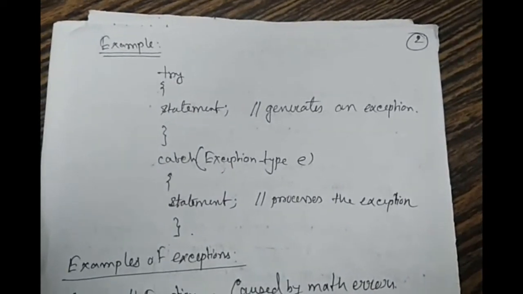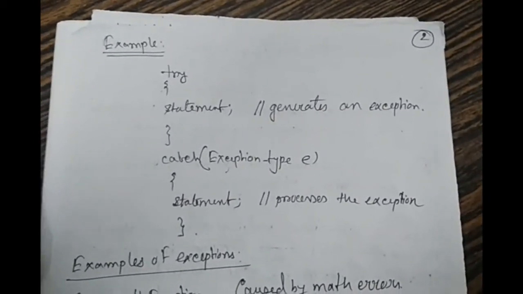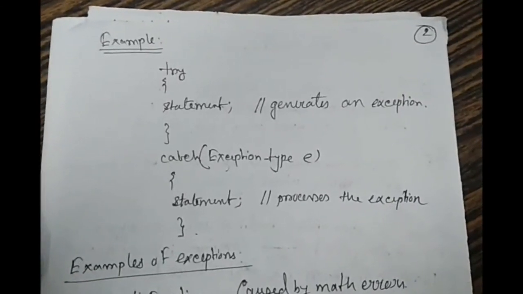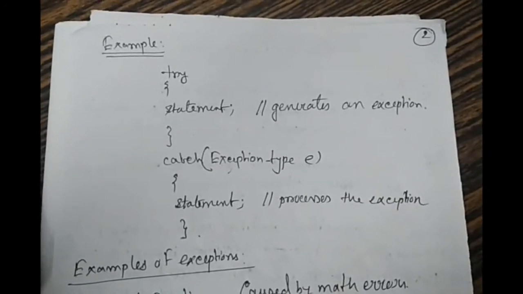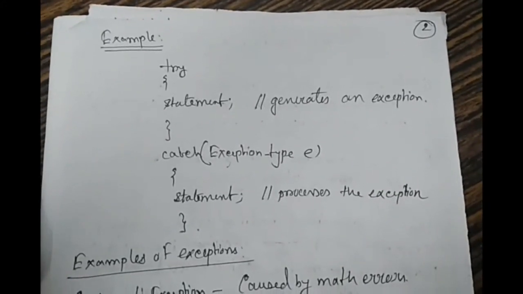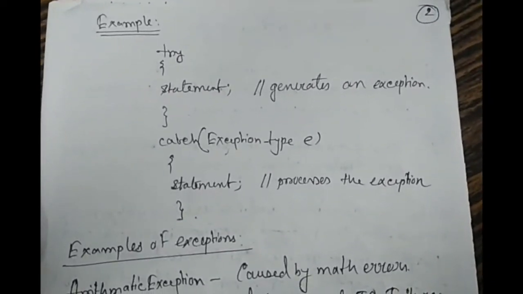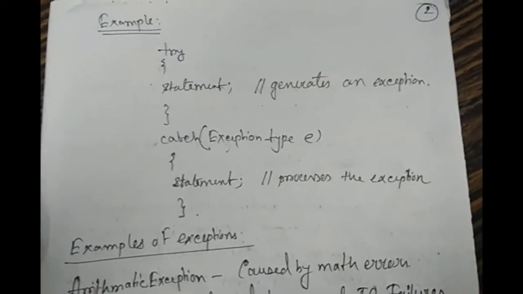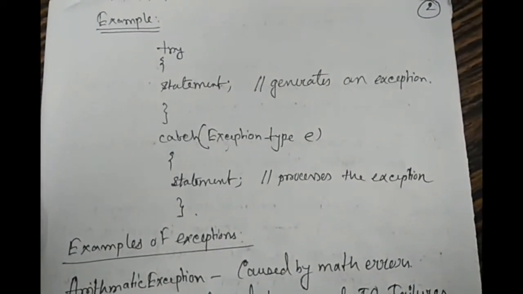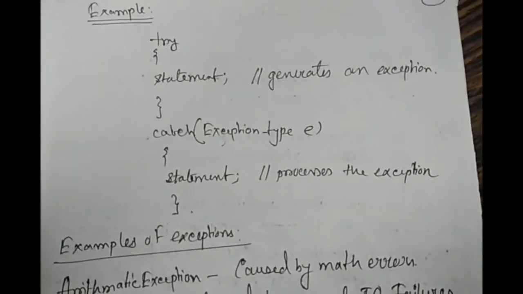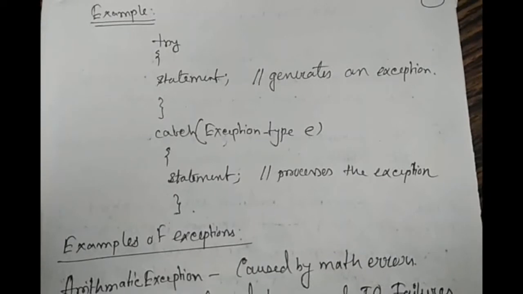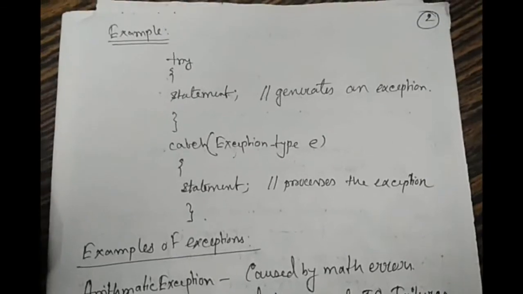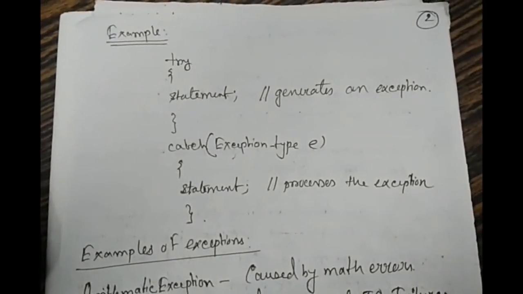Now, this is the example of a try-catch block. So, in the try block, you should write the statements that generate an exception, and in the catch block the statements process the exception, that is, handle the exception. And when you write the catch statement, you should specify the exception type and the exception object. So this is the block structure of the try-catch statement.